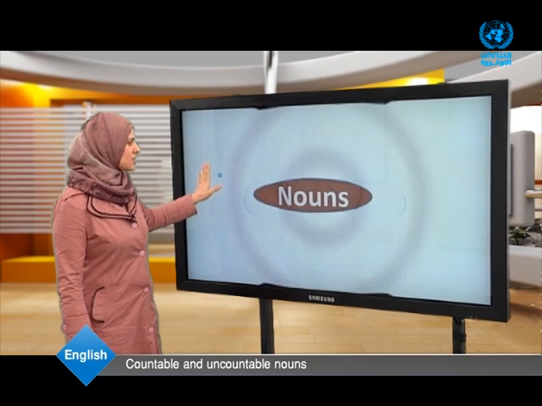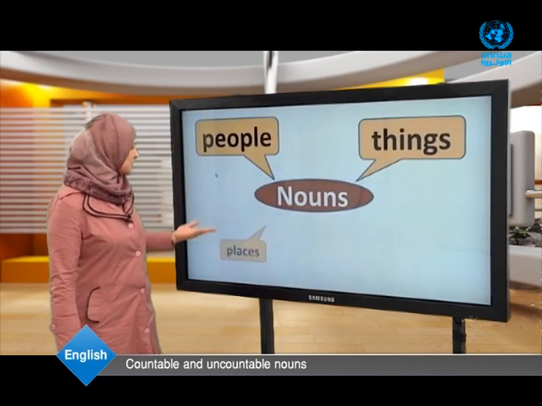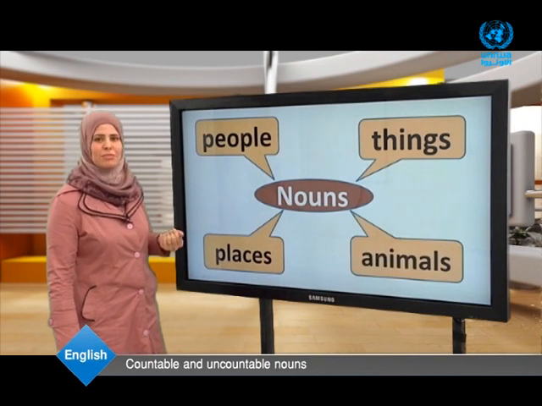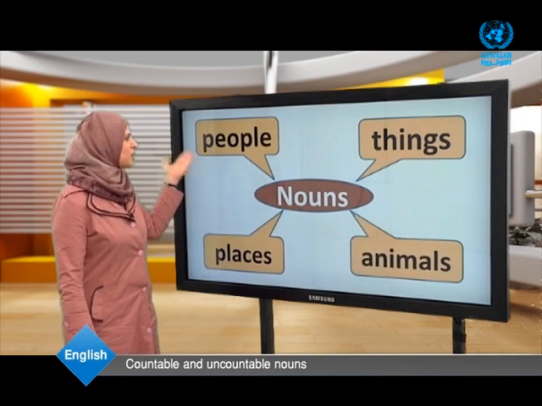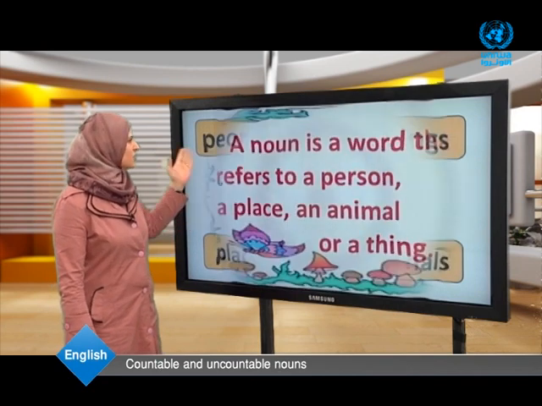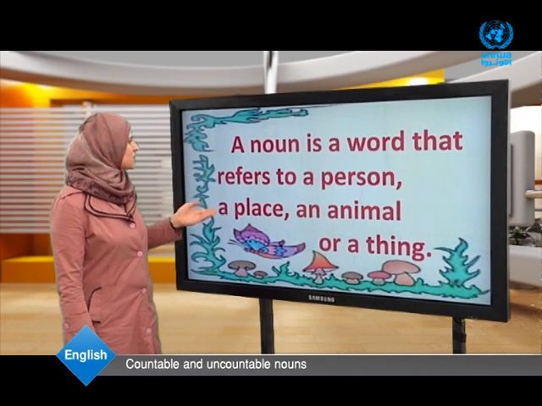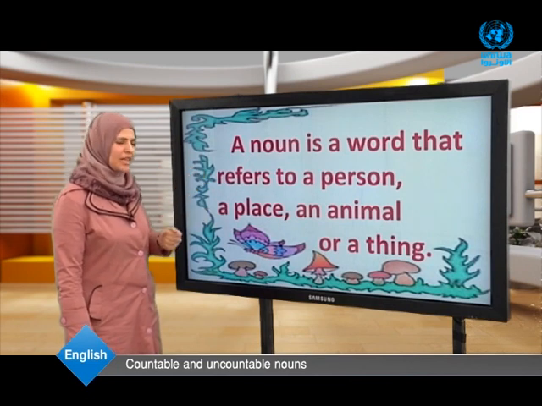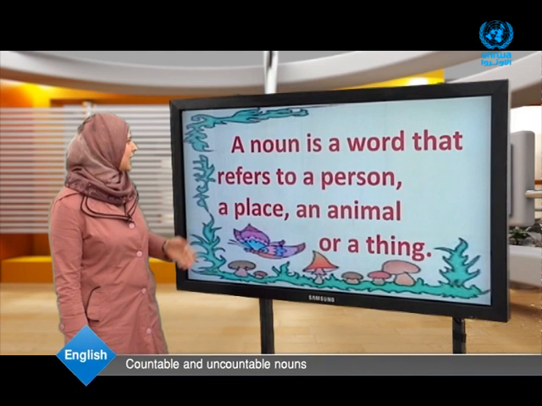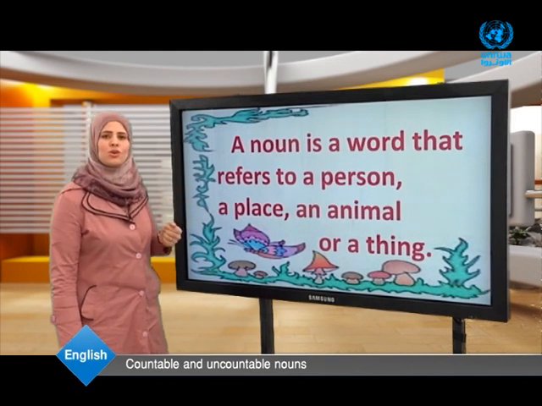Now, dear students, nouns could be people, things, places, and animals. Now, from all these pictures, we can conclude that a noun is a word that refers to a person, a place, an animal, or a thing. Once again, a noun is a word that refers to a person, a place, an animal, or a thing.